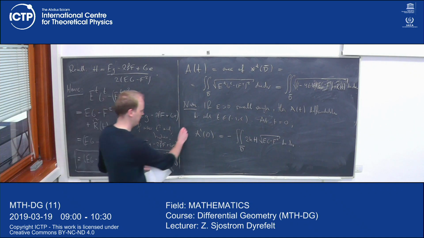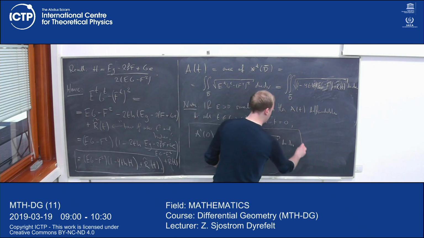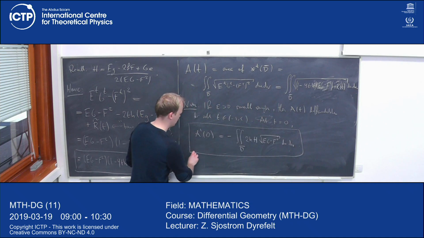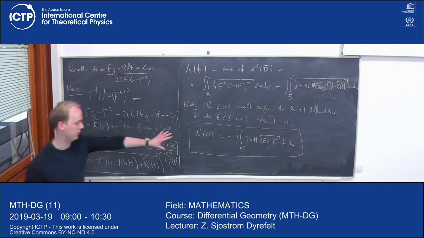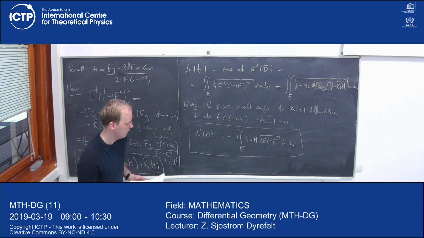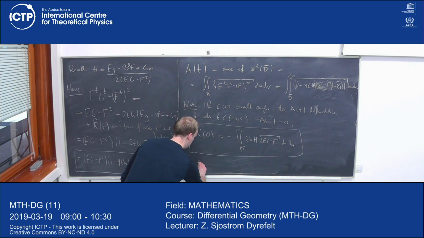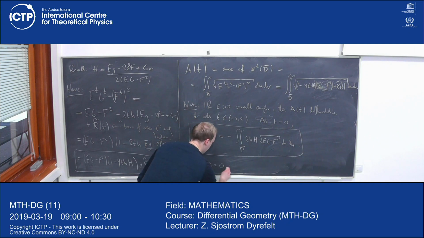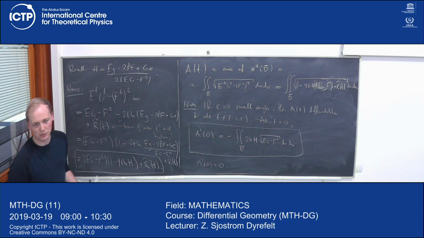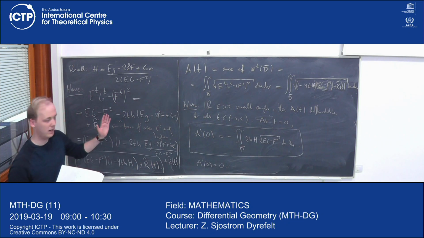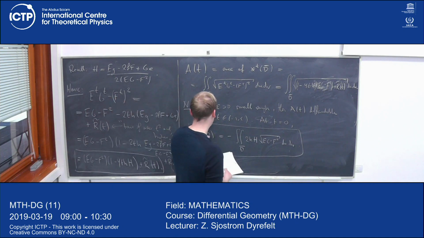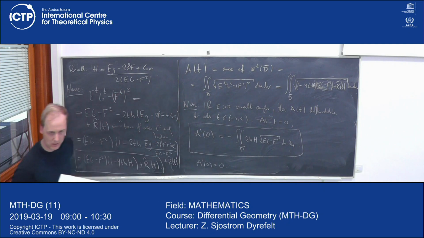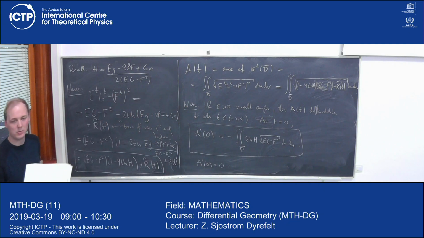Okay, now then you get this equation here, which is the expression for A prime of 0. And then, of course, we are interested in this: A prime of 0 equals 0 is the equation for our stationary points of the area. So we vary this area with t, and when we find t such that this is stationary, then we are done. Okay?